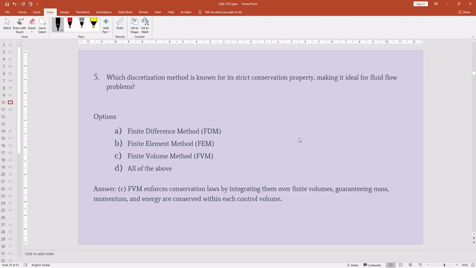So here, the next question: which discretization method is known for its strict conservation property, making it ideal for fluid flow problems? Again, our three options: finite difference method, finite element method, and finite volume method.